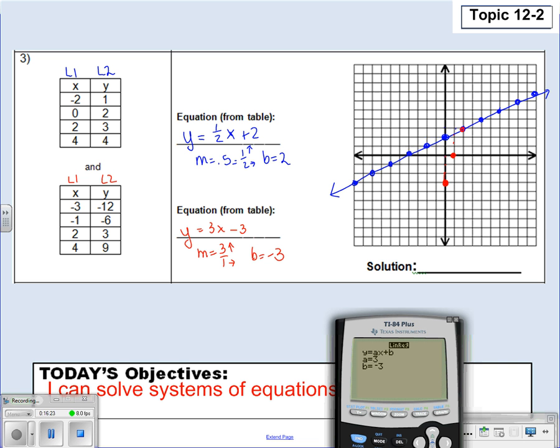Up 3 to the right 1. We have found our solution, but keep going. Up 3 to the right 1. And down 3 when I go back to my y-intercept and to the left 1.